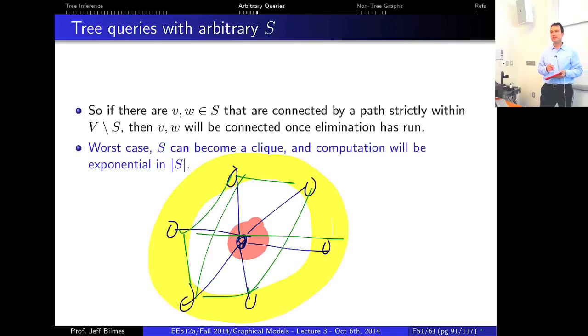So if S was in that case, it just inherently would have to be an exponential computation to get S. So you, as a scientist, if you have the ability to decide upon the queries that you want and also decide upon the graph structure that you're using, you have to make a trade-off.